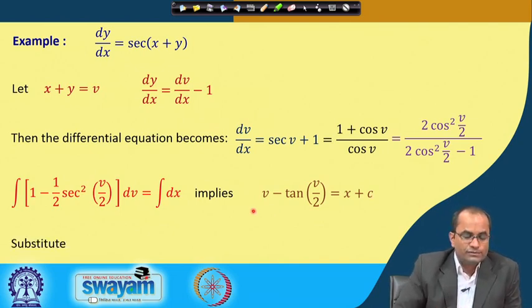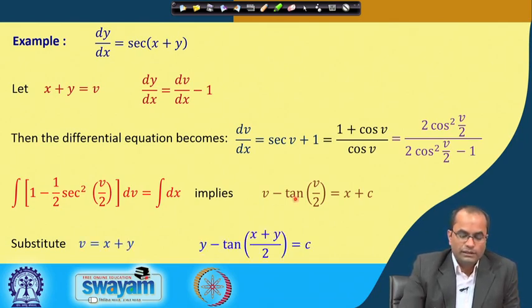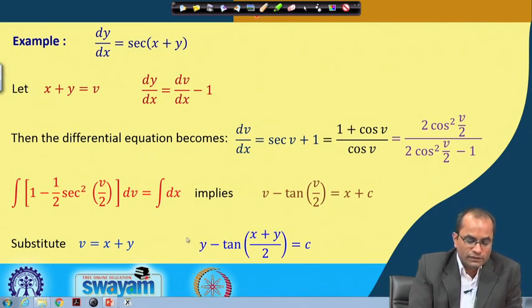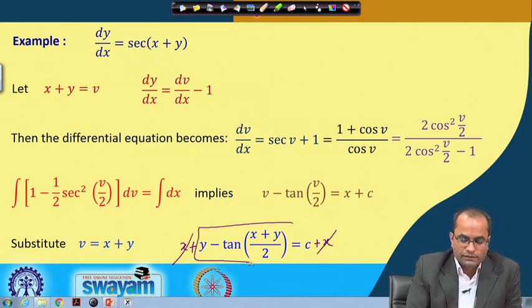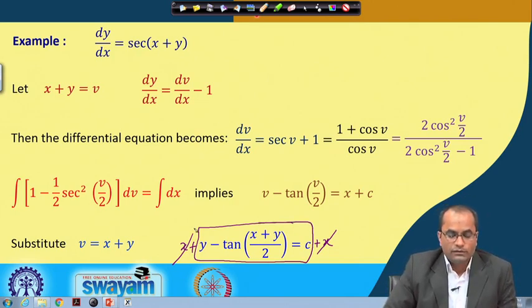And now, we need to substitute back v in terms of x plus y. So, v is x plus y. We can write x plus y here minus tan of x plus y by 2 is equal to x plus c. On the left hand side we have x plus y, and the right hand side also has x. So, this x gets cancelled, and then we have the solution: y minus tan of x plus y by 2 is equal to this constant c.